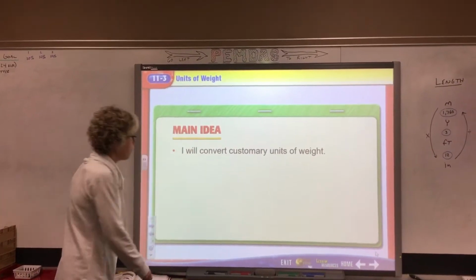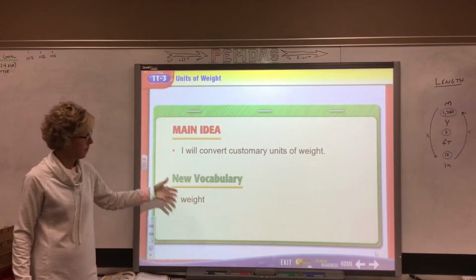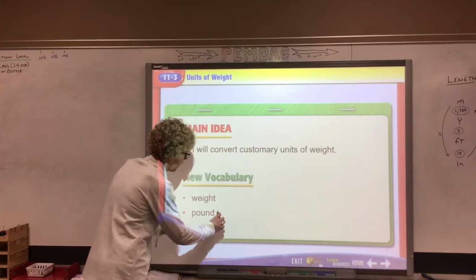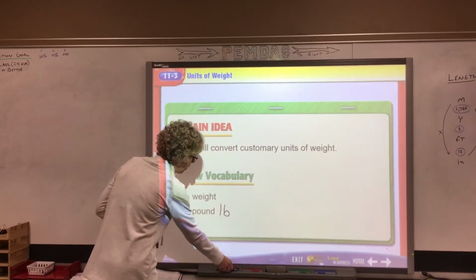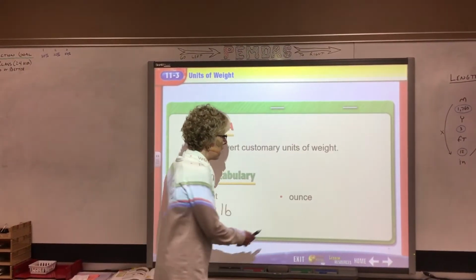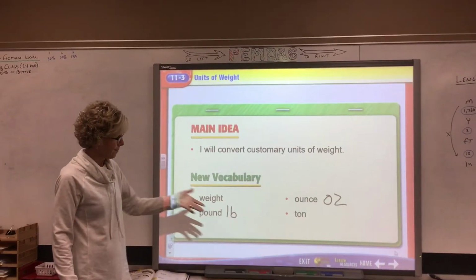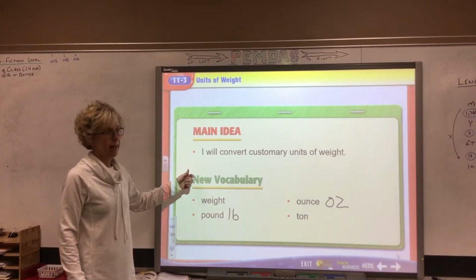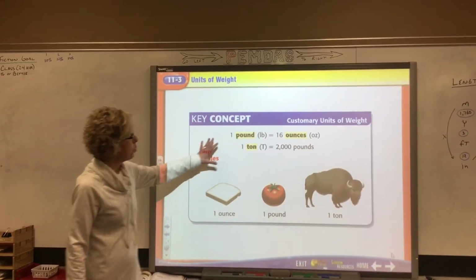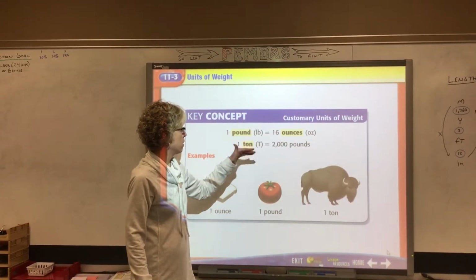So when we're thinking about customary units of weight, what are some of the terms that we think of? We think of weight. We think of pound. An abbreviation for pound, we've talked about that, is LB, or when we're talking about pounds, it's LBS. Ounce, the abbreviation for ounce, you'll see that written as OZ. And ton, and that's a capital T. Here is the key concept. You'll use this information to help you make conversions from pounds to ounces or tons to pounds and so on.